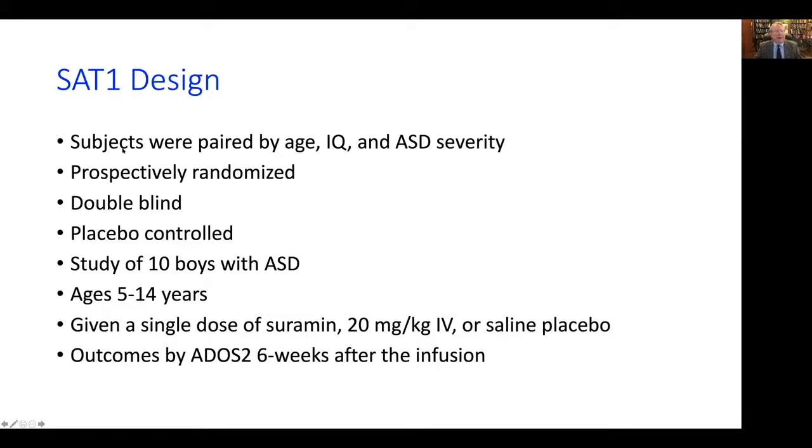Okay, so this is a description of our design of the SAT1 trial. The children were paired by age, IQ, and autism severity, and then we prospectively randomized them into either the treatment group or a placebo group. It was completely double-blind. It was a study of 10 boys with ASD ages 5 to 14 years old and given a single dose of Suramin at 20 milligrams per kilogram IV or a saline placebo. And the outcomes were by the ADOS-2 score at 6 weeks after the infusion.